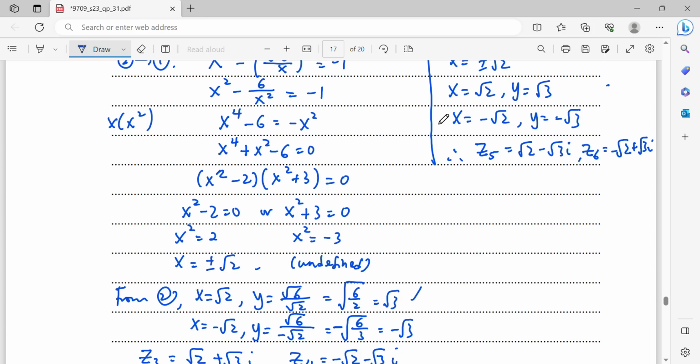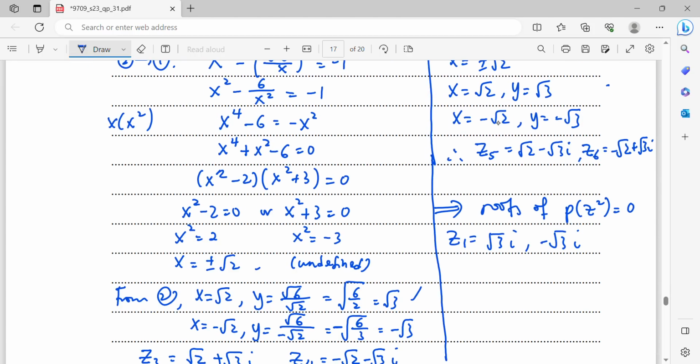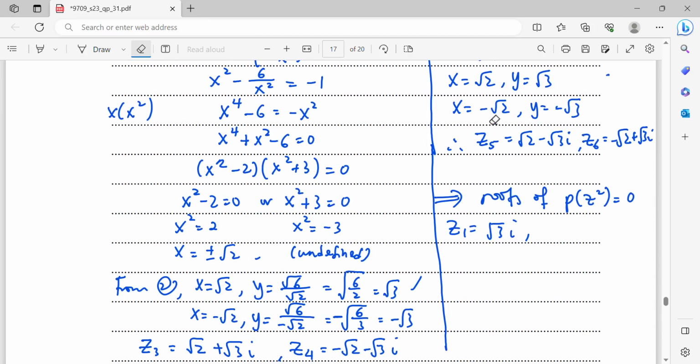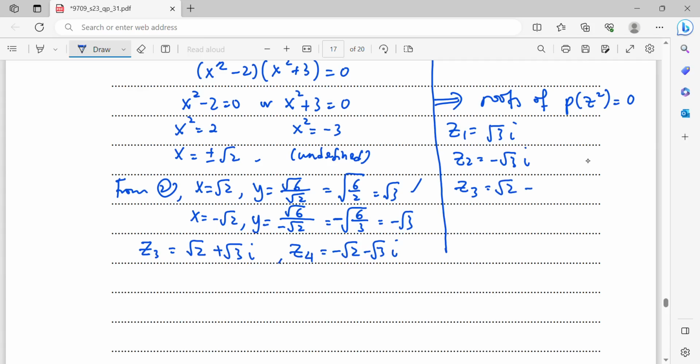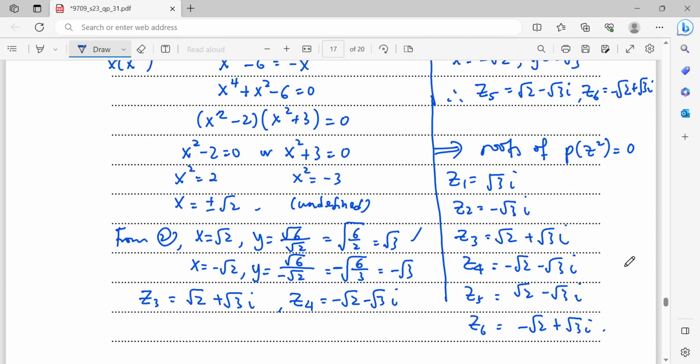Okay, so final answer, the roots of p(z) equals 0. I will just rewrite all my final answers. Z1 is square root 3i. Z2 is negative square root 3i. Z3 is root 2 plus root 3i. Z4, negative root 2 minus root 3i. Z5, root 2 minus root 3i. Then the last root is negative root 2 plus root 3i. Okay, these are my solutions for this question.